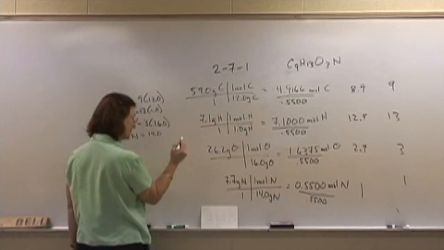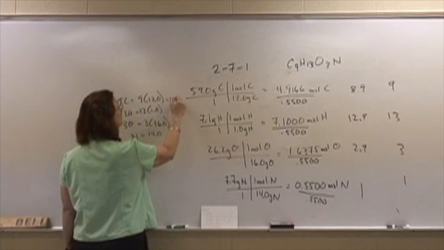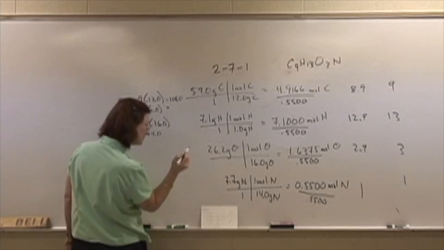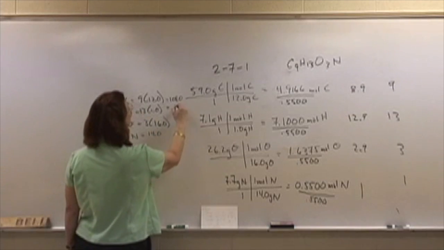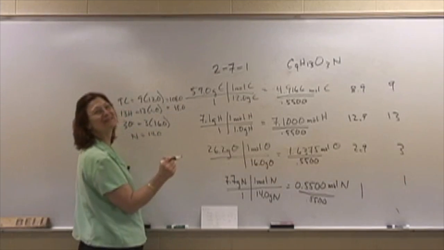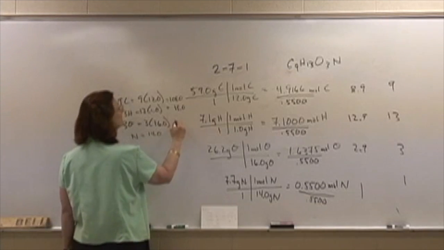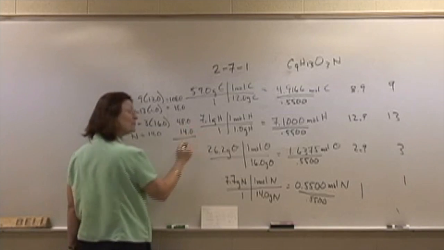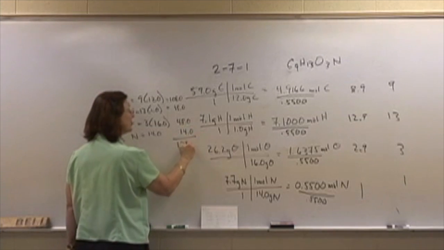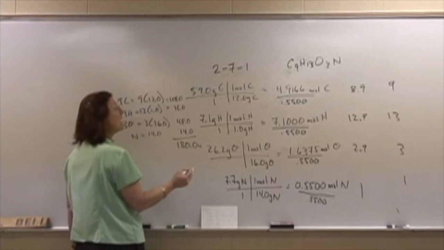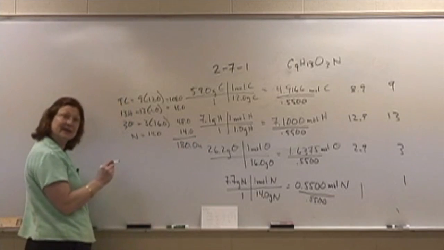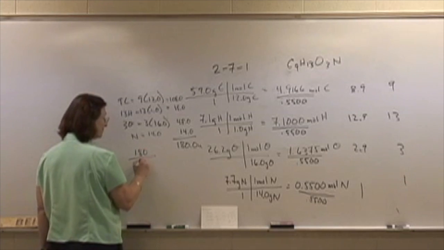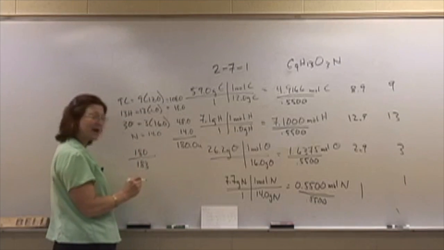Again, I multiply these numbers out, and I get 108, and I get 13. That was simple, wasn't it? And 3 times 16 is 48, and 14. And when I add those numbers up, I actually get 180. My molecular mass that's given in the problem is 180, and I'm dividing by my empirical mass.